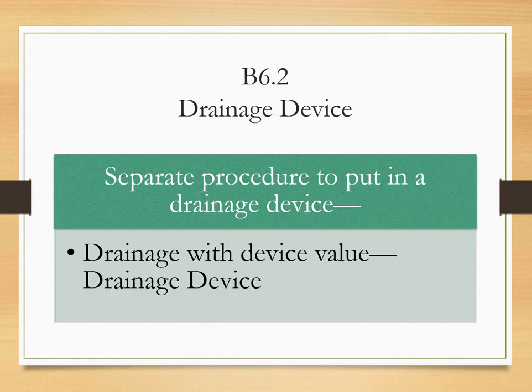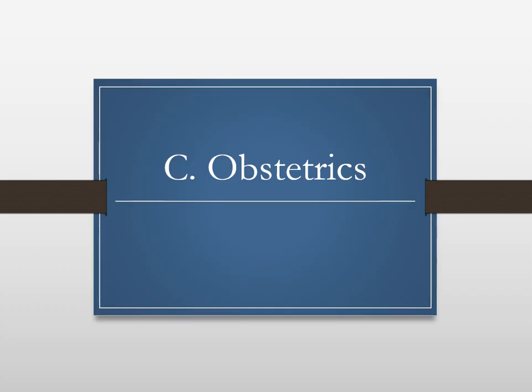And lastly, for this particular section, drainage device. A separate procedure to put in a drainage device is coded to the root operation drainage with a device value of drainage device. All right, enough of that medical and surgical section.